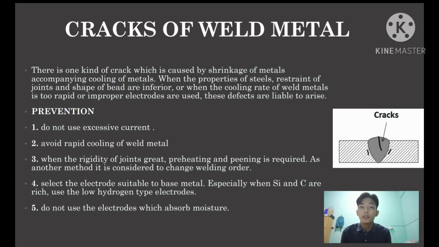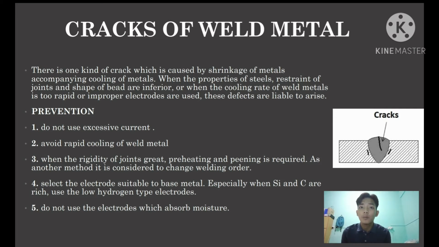Cracks of weld metal. There is one kind of crack which is caused by shrinkage of metals accompanying cooling of metals. When the properties of steel, resistance of joint and shape of bead are inferior, or when the cooling rate of weld metals is too rapid or impure electrodes are used, these defects are liable to arise.